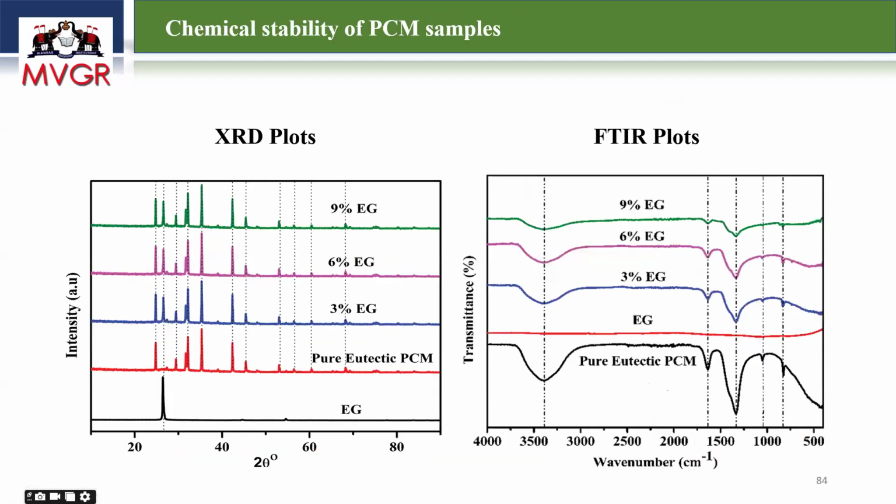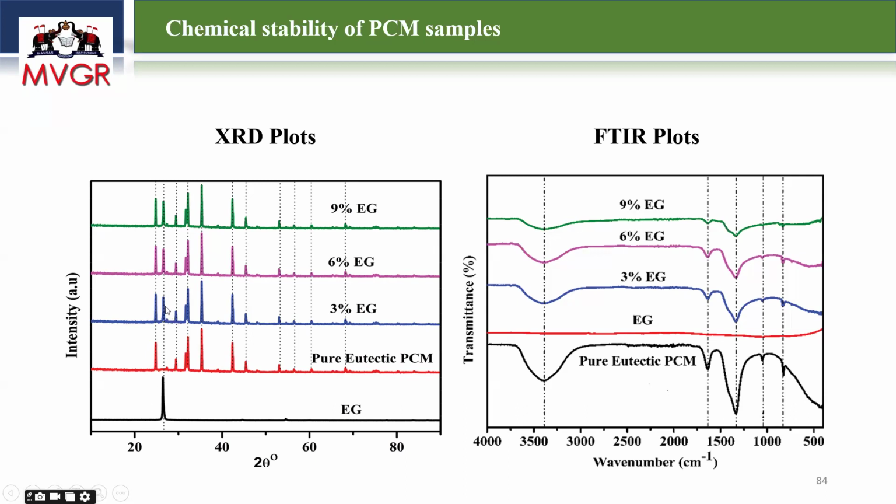So here also I want to check the characterizations. I want to check the chemical stability using the XRD and FTIR plots. If you see XRD plots for expanded graphite, this is also carbon structure. So this carbon structure and this peak, we can see, and this is the pure PCM structure, lithium nitrate and sodium chloride. So these have the peaks. If you mix different compositions, 3%, 6%, 9% mixture, these same peaks will be visible.